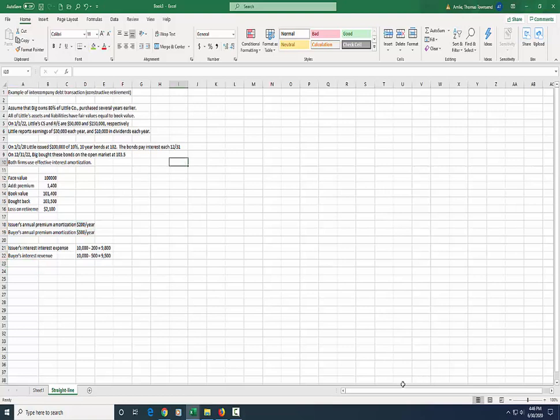Okay, let's go ahead and do our elimination entries. First we have our basic entry. Now again, the easy parts. Common stock, we eliminate the beginning of year common stock, which was $50,000. We eliminate the beginning of year retained earnings, which was $150,000. We're going to eliminate the dividends declared, which was $10,000. Okay, and we've sort of picked the low-hanging fruit.